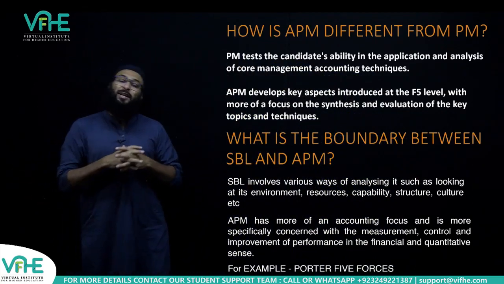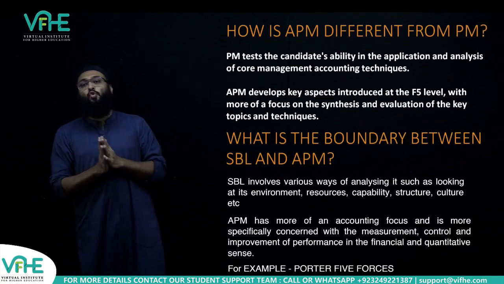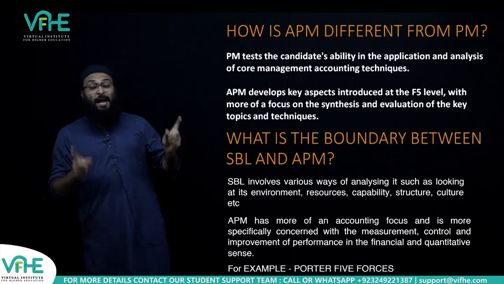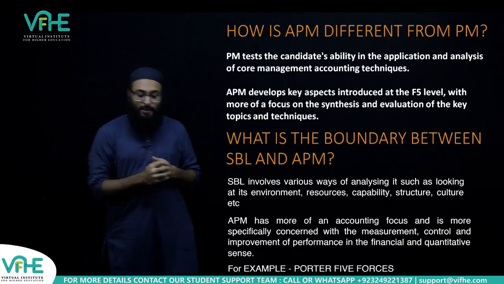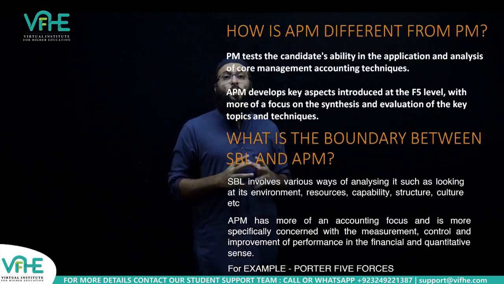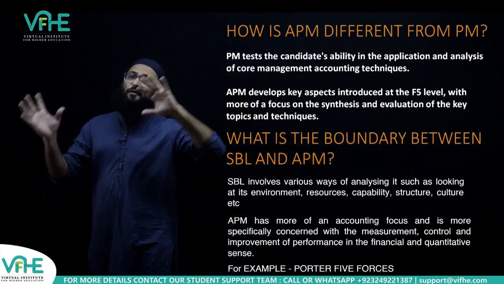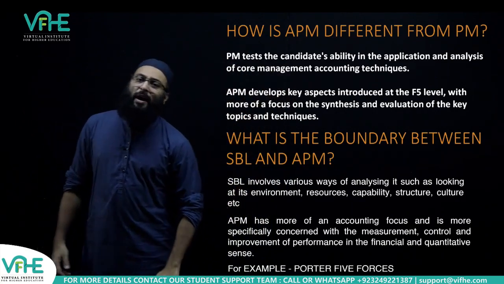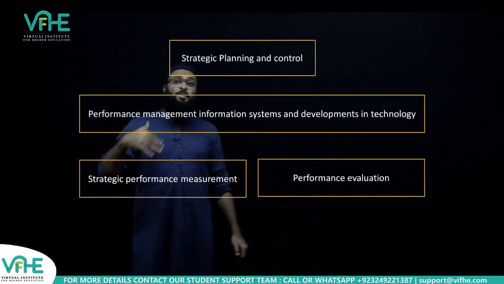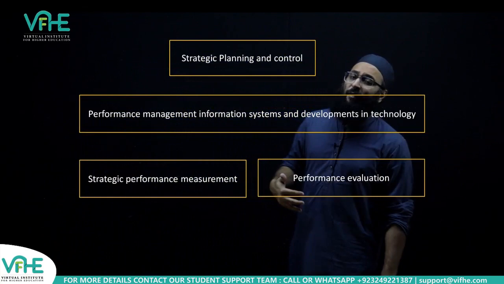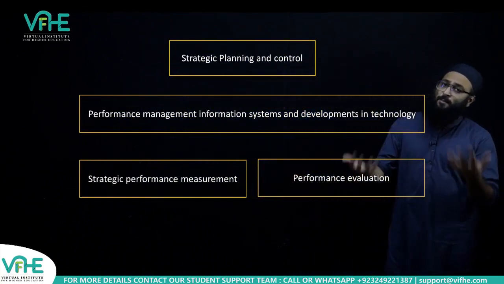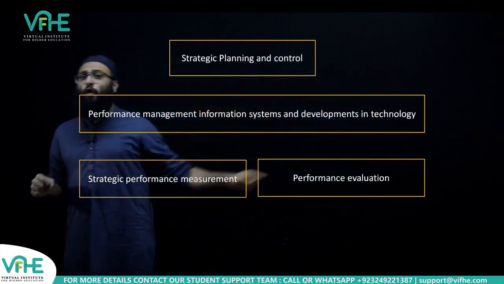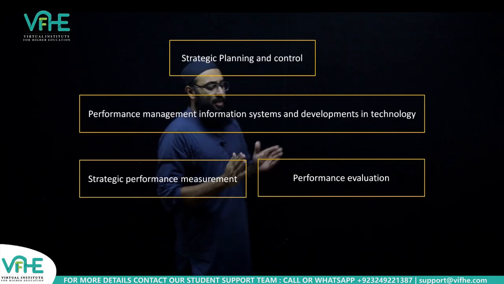So again, it is equally beneficial for you if you haven't done your SBL. You can directly start with APM, and these topics will help you later on in your SBL as well. So guys, I hope you understood. 55 to 60% is coming from PM, 25 to 30% from SBL. And like this, you have a paper of APM, but the areas are tested differently, from the APM perspective. The paper is divided into four sections. These are the four sections.